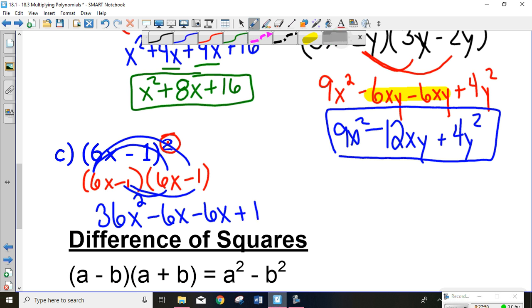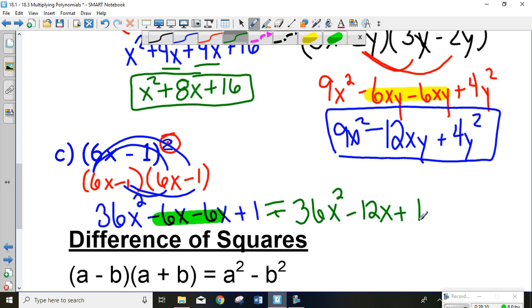Now combine your like terms. In this case, my like terms are the negative 6x's. So I'm going to get 36x squared minus 12x plus 1. And there's my answer.